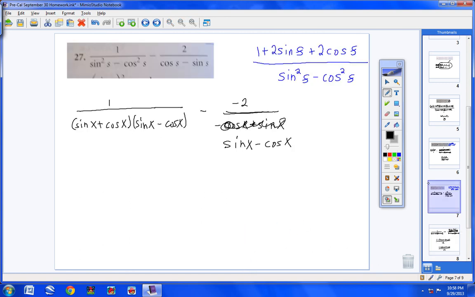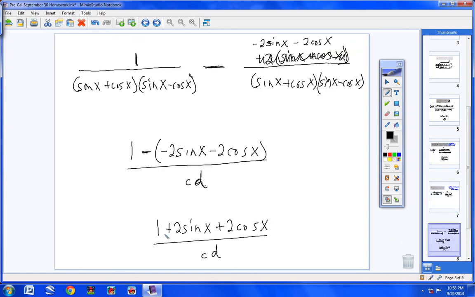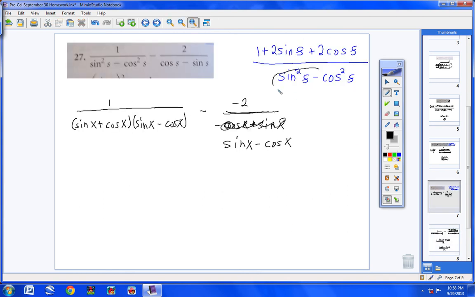Let's go back a page. 1 plus 2 sine x plus 2 cosine x. 1 plus 2 sine x plus 2 cosine x. So our numerator is great. Now the denominator is supposed to be this.